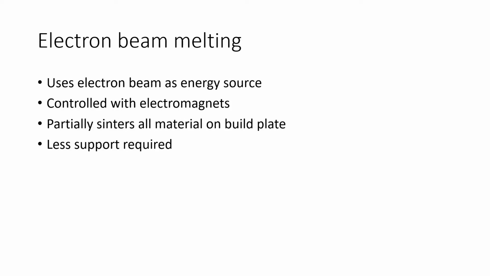Electron beam melting uses the electron beam as an energy source, although it also has a powder bed. This electron beam is controlled with electromagnets, and one of the important distinctions between this and the previous method was that it requires partial sintering of all of the powder that's on the build plate. So this means that that powder is actually going to provide some support and wick away heat better than in the laser melting method, so less support is required.